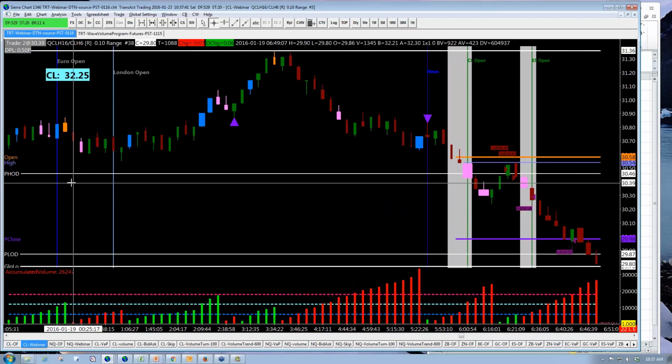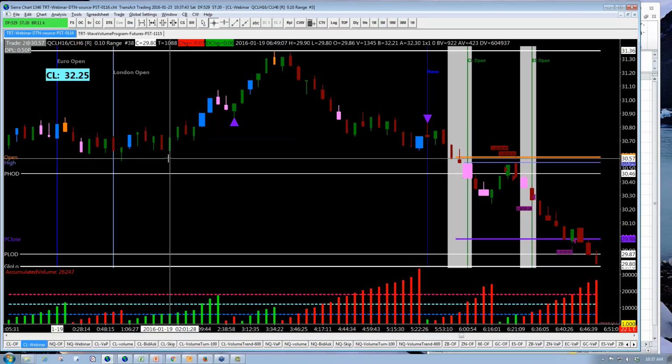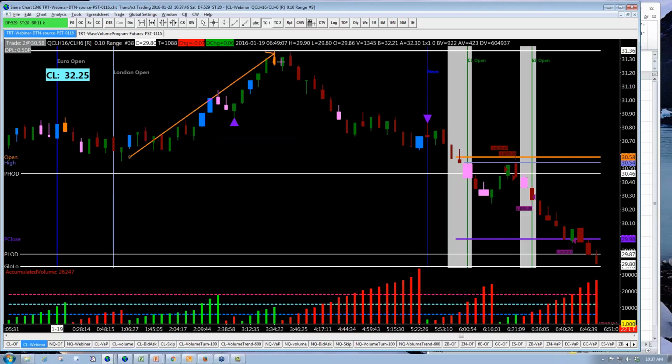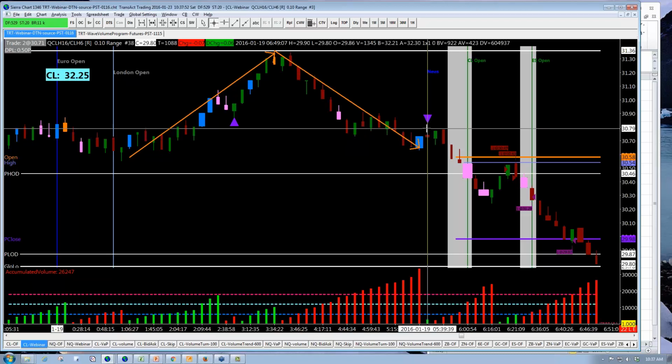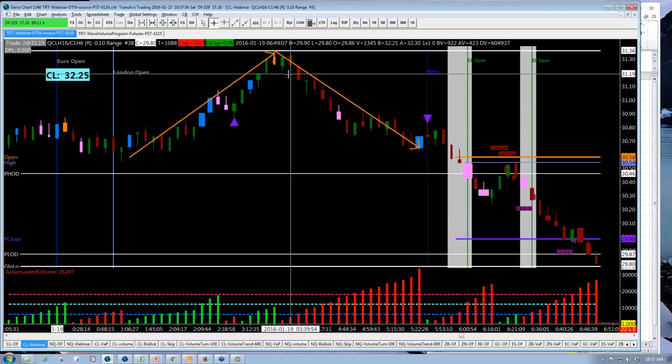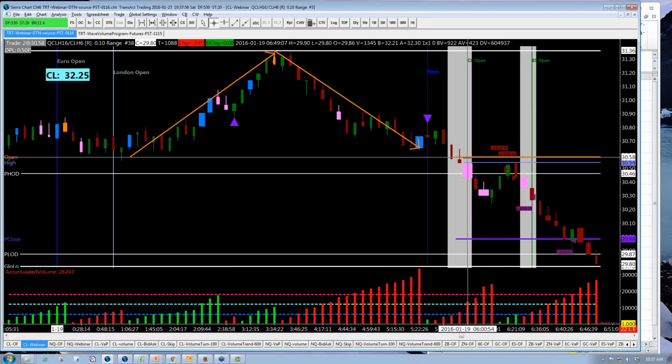The London Open was here. And what we can see is, the market advanced here overnight, kind of peaked out right there. And as we came into the 5:30 time, when there's sometimes news, we had fallen off. And then the U.S. session opened right here.